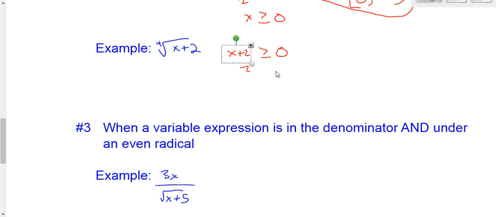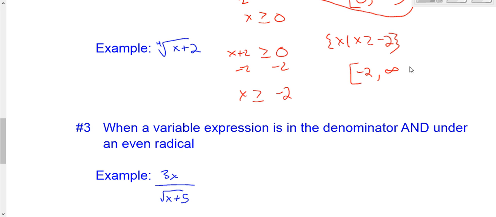When I solve this, I subtract the 2, and I get x has to be greater than or equal to negative 2. So the domain as an inequality is x such that x is greater than or equal to negative 2. And as interval notation, I would go from -2. We are equal to this, so we need a bracket, and this goes on to infinity. Greater than, there's no limitation, it never stops, goes all the way to infinity. So there is our domain for the fourth root of x plus 2.